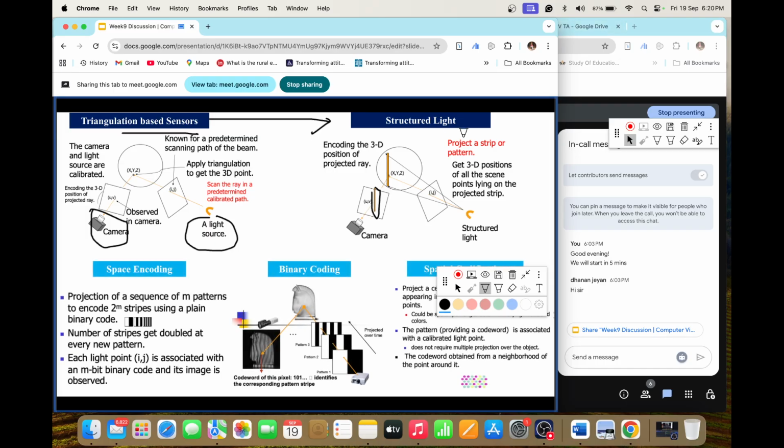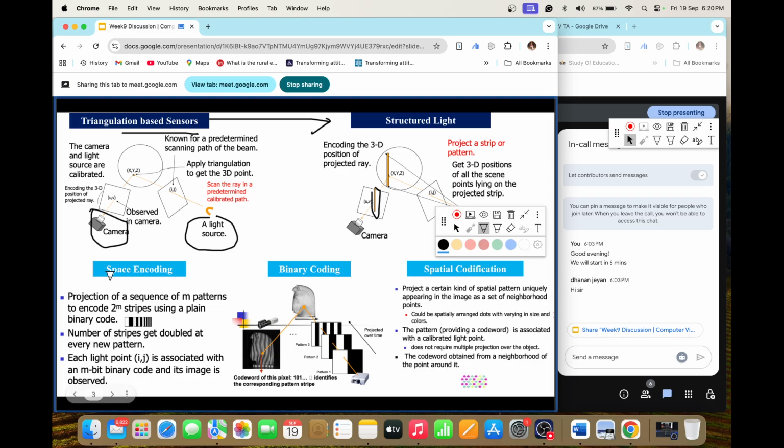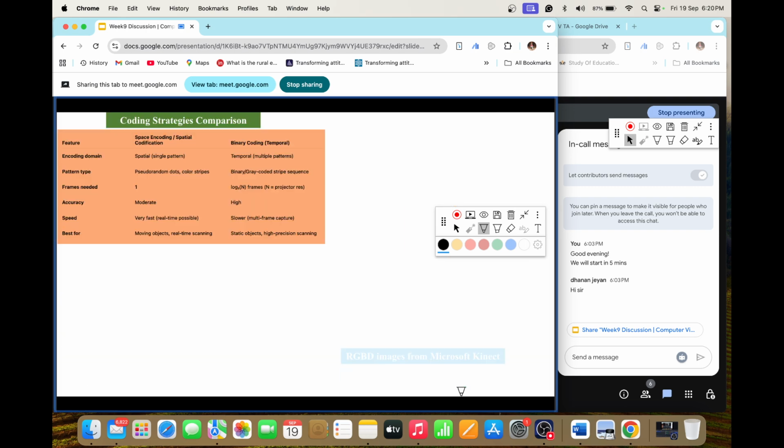Now there are different techniques of encoding, okay. So we generally have two types of encoding. One is binary encoding, and the second one is space encoding. The space encoding can be in the form of strips. The space encoding can also be in the form of patterns. Okay, let me show you the difference, that will be better. So one is the space encoding or spatial codification, and second we have binary coding, okay.